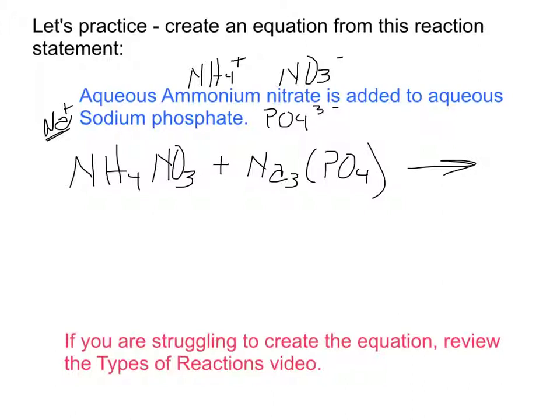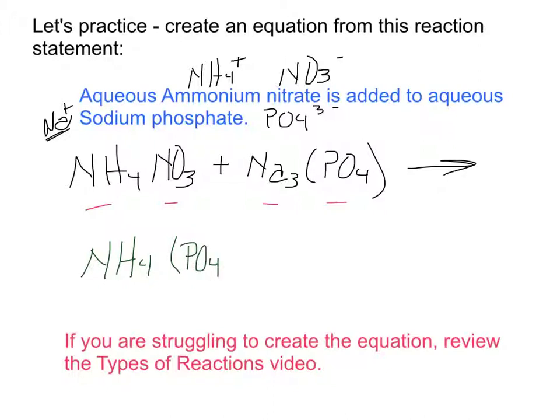Now, once again, if you have trouble determining what type of reaction it is, go back and review the types of reactions, identifying type of reactions video to get this down. But if I take a look at this, I can see that I have 1, 2, 3, 4 elements, so this is going to be a double replacement reaction. So when I write this, I'm going to take my ammonium, and it's going to attach itself to the phosphate.